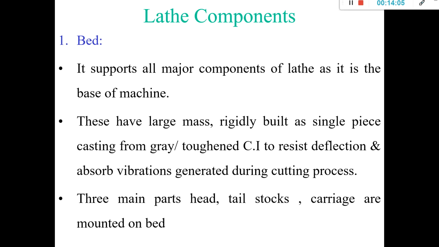These have large mass, rigidly built as a single piece, cast from grey or toughened cast iron to resist the deflection and absorb the vibration generated during the cutting process. The 3 main parts of this bed are the headstock, tailstock, and carriage. These 3 main parts are mounted on the lathe bed itself.